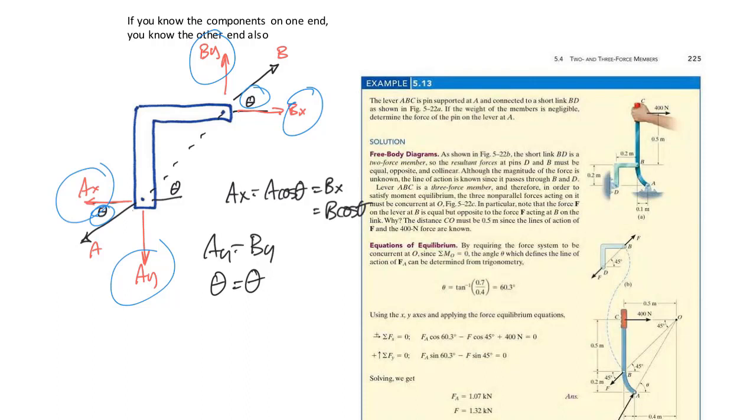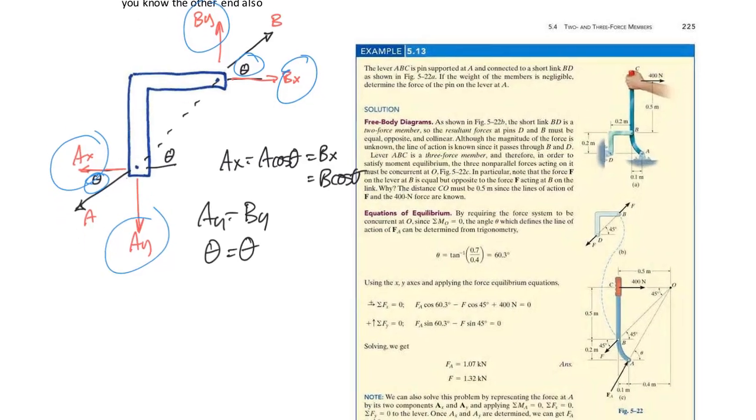All right, so let's talk about three-force members. I want you to just refer to this piece in your textbook.